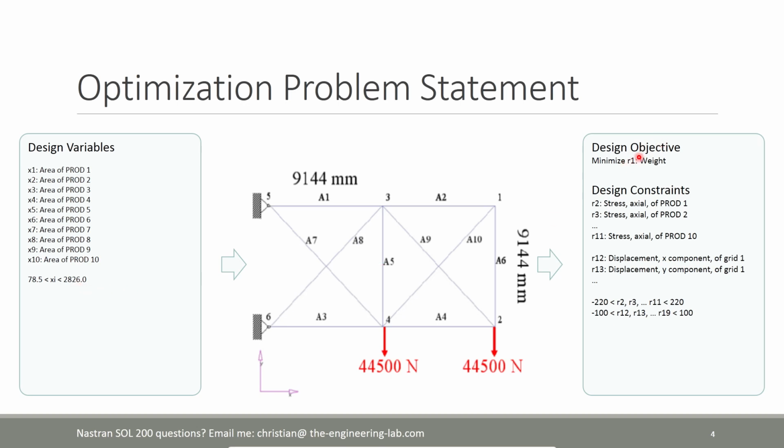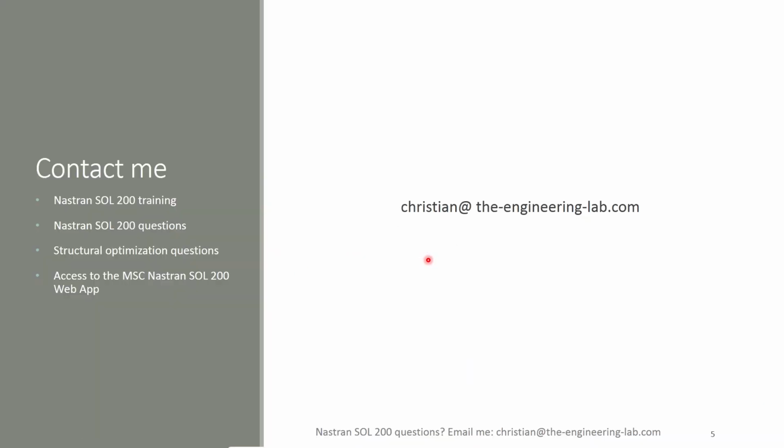Our objective for this is to minimize the weight response, and our constraints are going to be constraints on the axial stresses for each member. And then for the displacements, we're going to constrain the X and Y components of translation for all the free nodes. The two nodes at the fixed end, we don't need to apply constraints there. Let's go on to the next one.